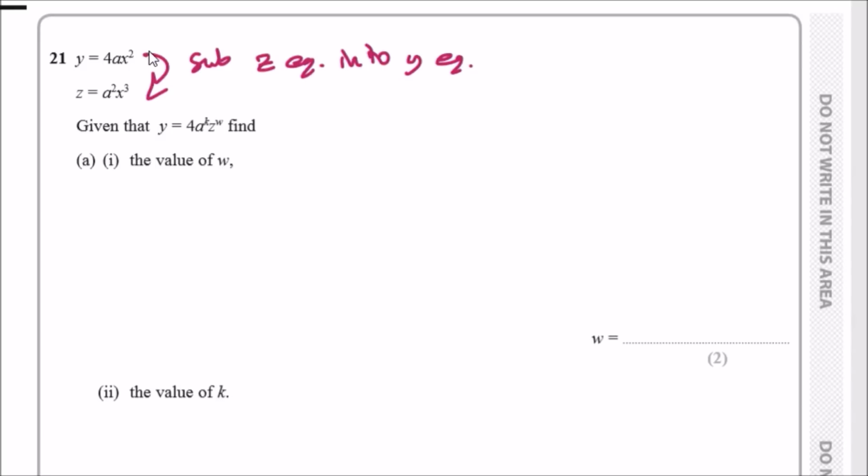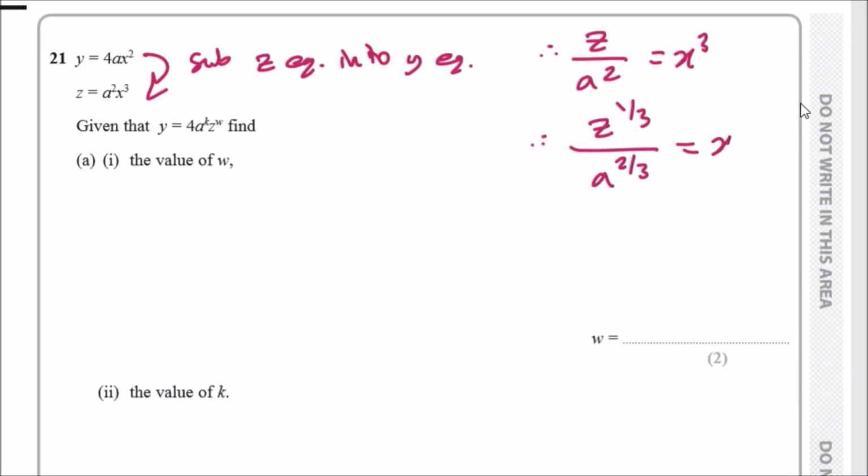To do that, we need to make x the subject first. So on the right hand side, firstly, you need to get rid of the a squared, so divide a squared across. We can say therefore z over a squared must equal x cubed. And then we want to find an expression for x, so we can take the cube root. Instead of saying the cube root, we can just attach a power of a third, because that's the same thing as cube rooting. And cube rooting this one would be a to the 2/3. And this should give us x.